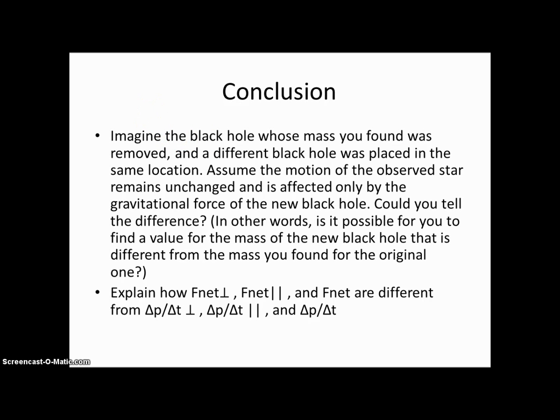And so if we were to imagine that the black hole we found was removed and a different one was placed at the same location, and the motion of the star remained unchanged, it would literally be impossible to have a new black hole with a different mass, because a black hole with a different mass would exert a different gravitational pull on the star as it orbited it.